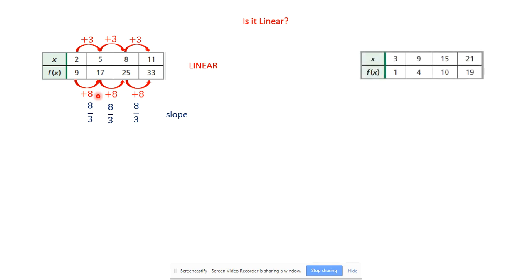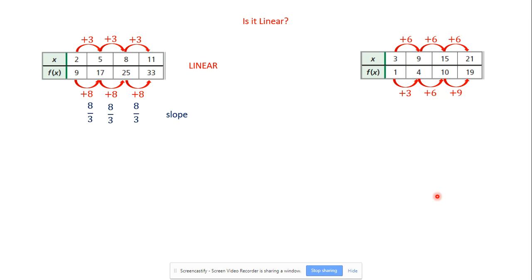Here, we go from 3 to 9, which is plus 6. From 9 to 15 is plus 6. And from 15 to 21 is plus 6. We can look at the y values. 1 to 4 is plus 3. 4 to 10 is plus 6. 10 to 19 is plus 9.